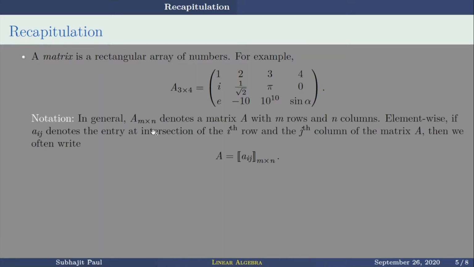Notation in general, A m cross n denotes a matrix A with m many rows. The first one is the number of rows and the second one is the number of columns. Element-wise, if a small a_ij denotes the entry at the intersection of the ith row and the jth column of the matrix A, then we often write, this is a notation by the way, understand this thing. So a_ij, you know what is A11, A12, let's say A31, you know all these things.